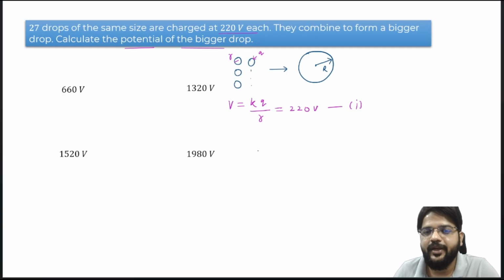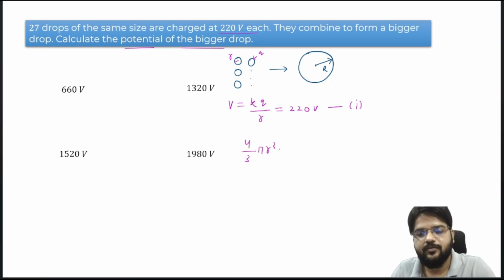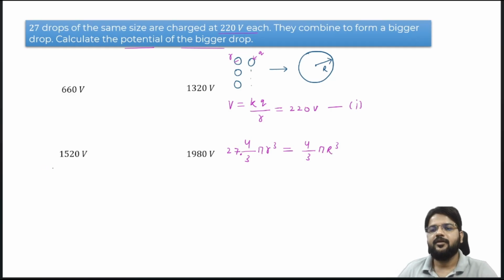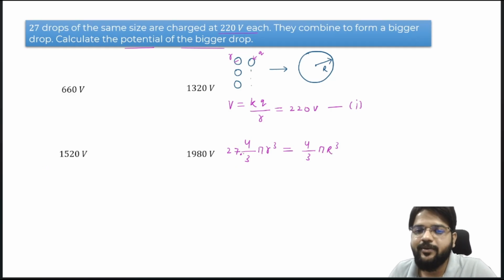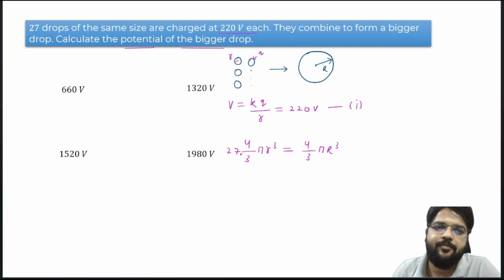So what we can write here, the volume of the small drop can be written as 4 by 3 pi r cube. And here we have 27 drops, so multiply with 27. And the volume of the big drop is what? It is 4 by 3 pi R cube, correct? So the volume of these 27 drops and the volume of the big drop should be the same. Now simplify this and let's see what we will get.